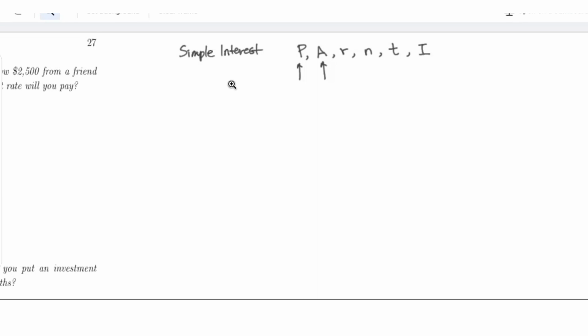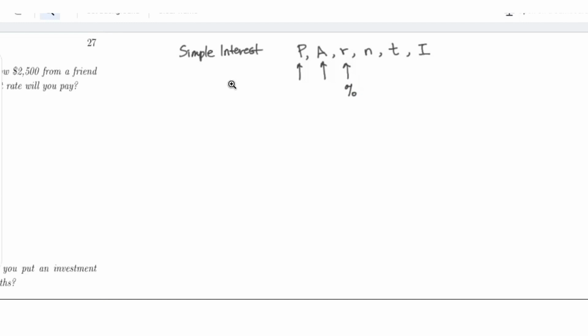R is the rate. Rate always begins as a percent. You have to convert the percent to a decimal. This is why we spend so much time on percents, rates, fractions, or whatever that is. So percent converts to a decimal.